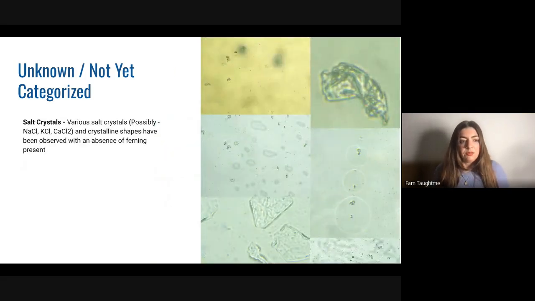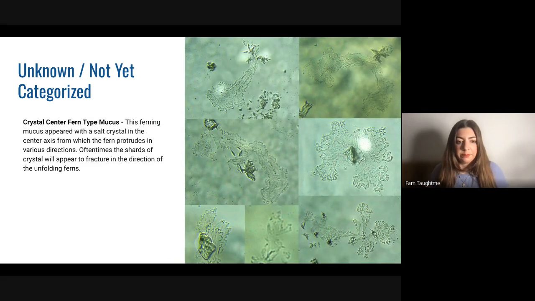I also saw various salt crystals, like what literally appear like salt crystals. Because of cervical fluid's composition, it may be NaCl, KCl, CaCl2, and crystalline shapes have been observed with the salt crystals as well. So these are ones that I saw by themselves, basically, but there were also salt crystals with the ferns.